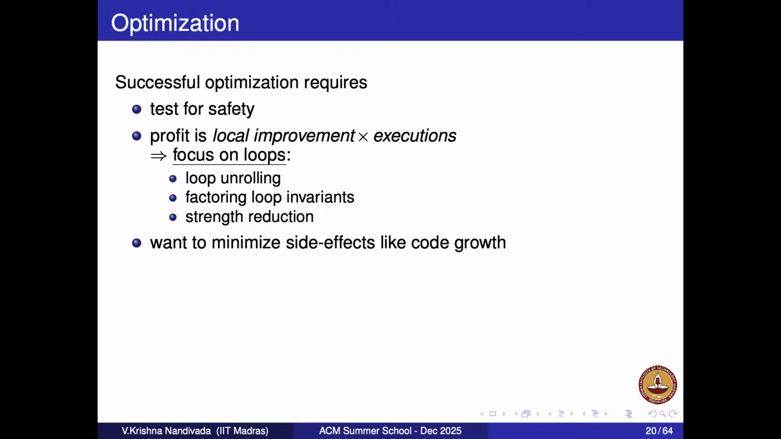Now, again, I'll come back to your point. How do I quantify? I have a piece of code. If I apply a transformation, let's say it is saving 2 cycles. What if that code is inside a loop? How much am I saving? Every time the loop executes, I am saving that. Isn't it? So, the profit is local improvement times the number of times it's executed.